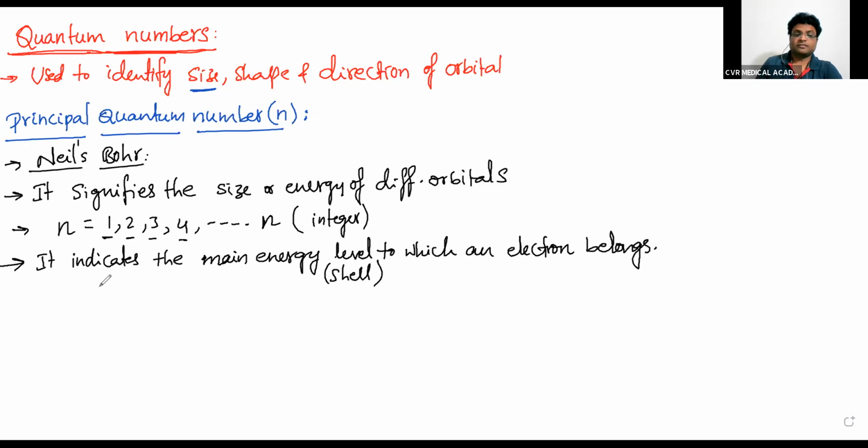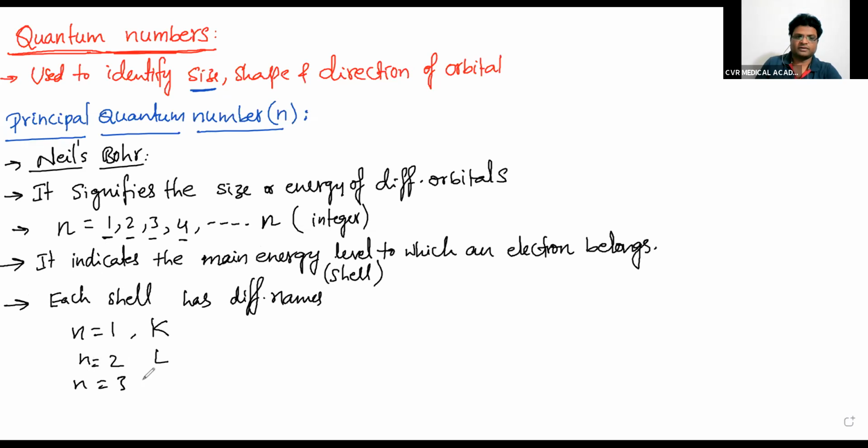Okay. So what additional information do we get with this principal quantum number? Along with this, each energy level or each shell has different names, as you know. n equal to 1 corresponds to K shell, n equal to 2 for L shell, n equal to 3 for M shell, n equal to 4 for N shell, and so on. Those points are very clear, small points, and you all know them. You have been studying that from 10th class.